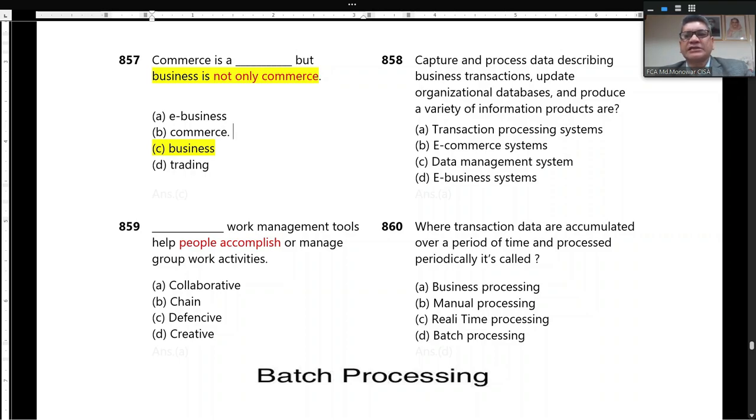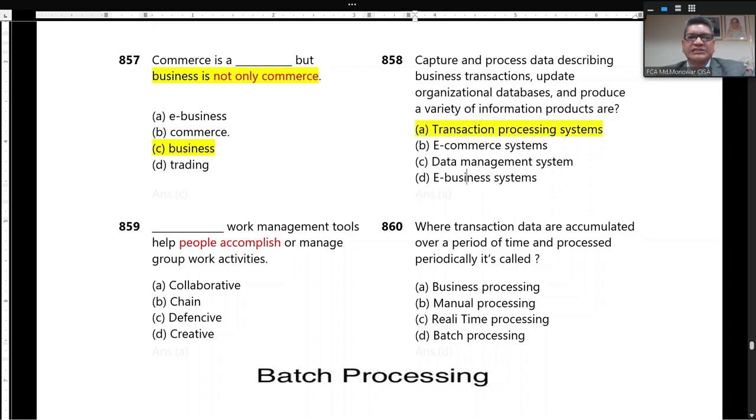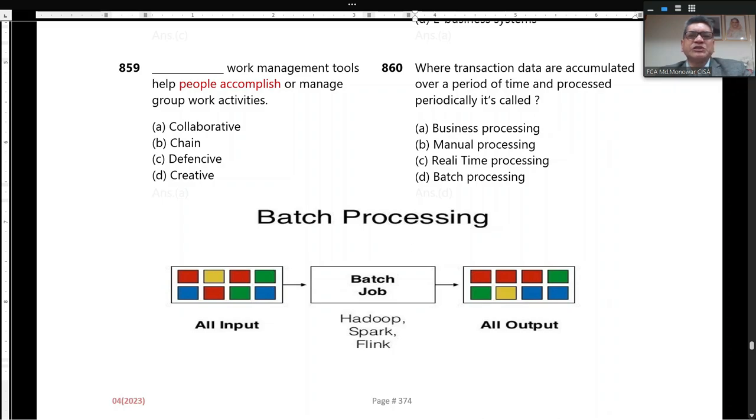Capture and process data describing business transaction, update organizational database, and produce a variety of information products is a transaction processing system. See your answer A, transaction processing system captures and processes data for business transactions. Next, this one, dash work management tool help people accomplish or manage group work activities. Collaborative work management tools help people accomplish or manage group work activities.